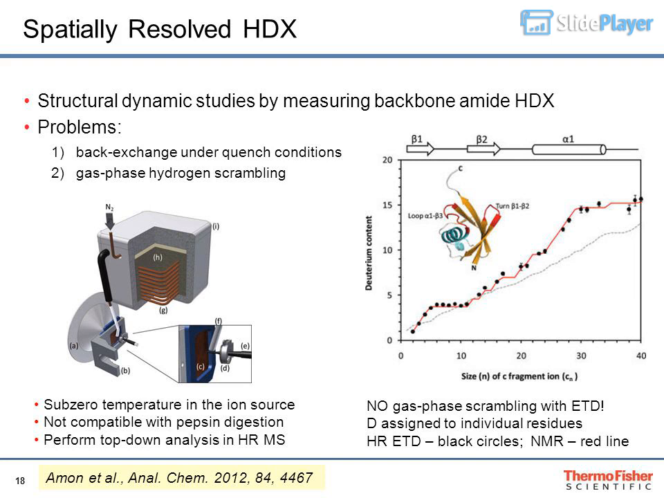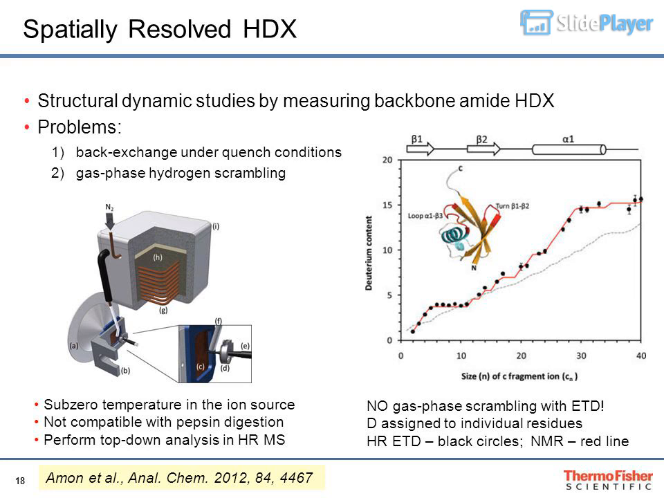The cumulative deuterium graph exhibits a distinctive profile, where the horizontal region of the graph from c6 to c11 corresponds to a flexible region in ubiquitin that is devoid of deuterium, a turn between beta strands 1 and 2, whereas the neighboring protected regions, beta strands 1 and 2, retain deuterium and exhibit a nearly linear increase. Sub-zero temperature in the ion source. Not compatible with pepsin digestion. Perform top-down analysis in HRMS. No gas phase scrambling with ETD. D assigned to individual residues.